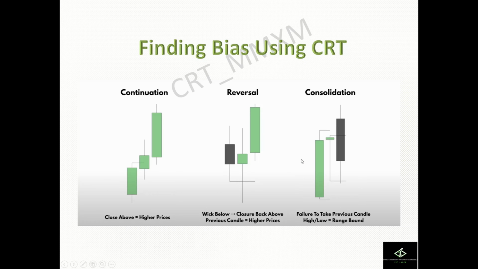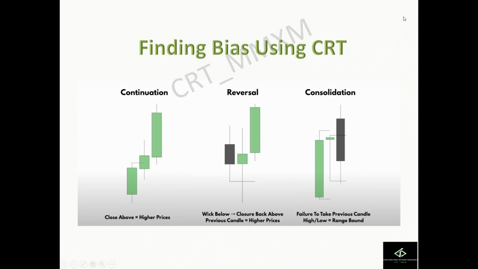And the third situation is when we have the current candle not going outside of the previous candle range. So this is the consolidation situation, when both high and low of the previous candle are intact, they have not been taken out. Right? So how do we decide bias based on this?